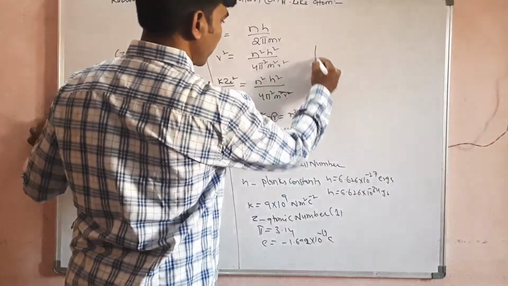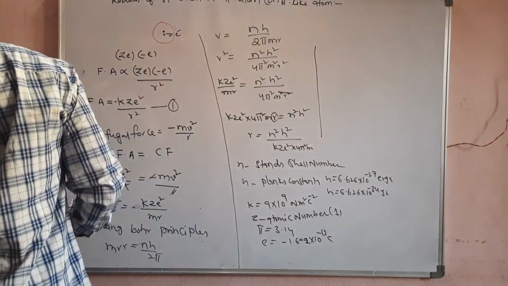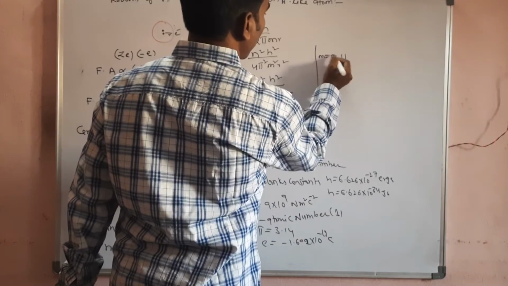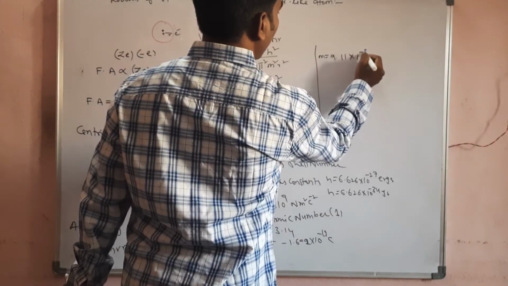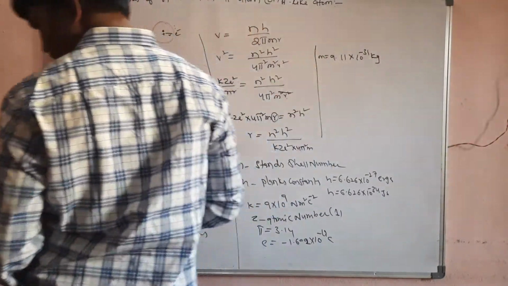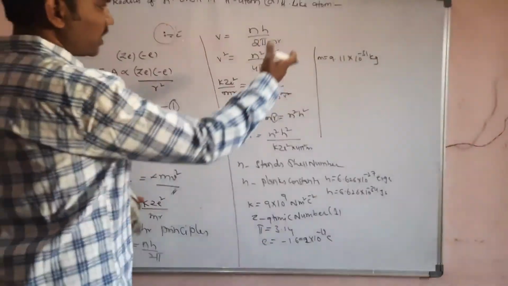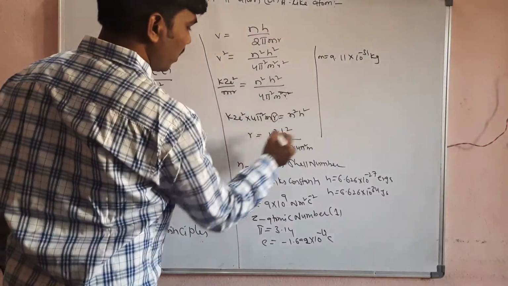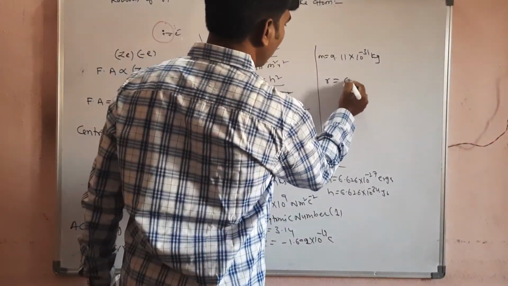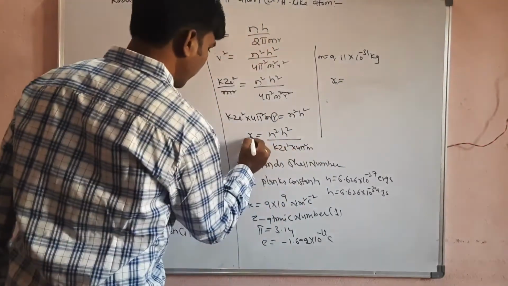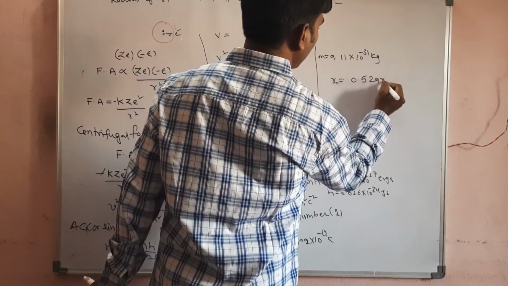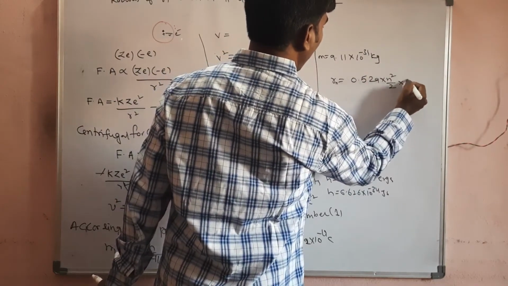M means mass of the electron. Mass of the electron is 9.11 into 10 to the power of minus 31 kg. Okay, so by substituting all these values in this equation, you will get the final equation: the nth orbit radius Rn is equal to 0.529 into n square by Z in angstroms.